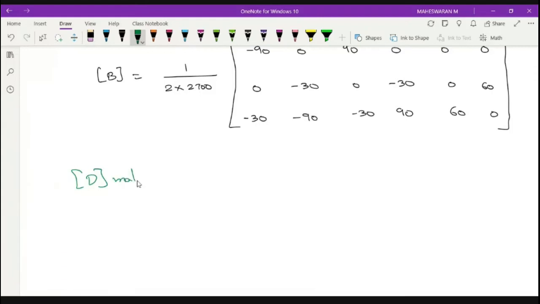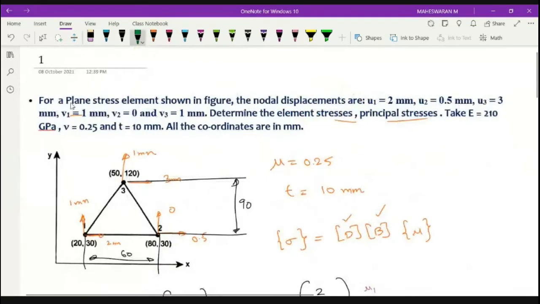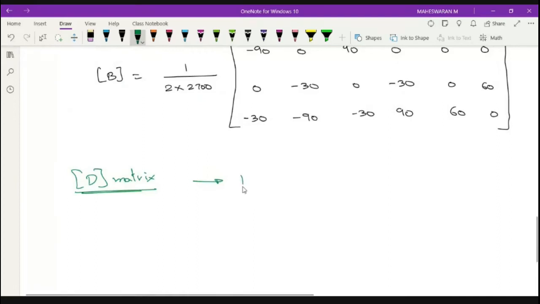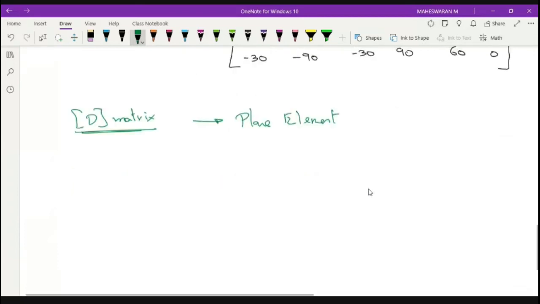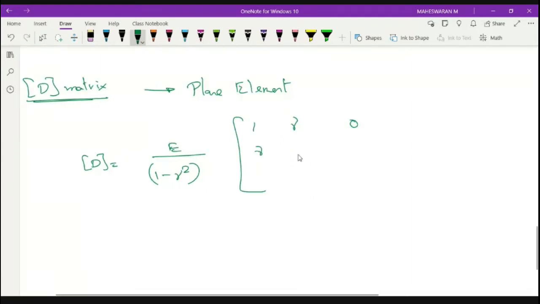So the D matrix. For the D matrix, you have to know what type of element this is. According to the problem, the element is a plane stress element. So for a plane stress element, you have to concentrate accordingly, and the formula will differ. So your D matrix will be equal to E by 1 minus mu square, into 1, mu, 0, 0, 0, 1 minus mu by 2.